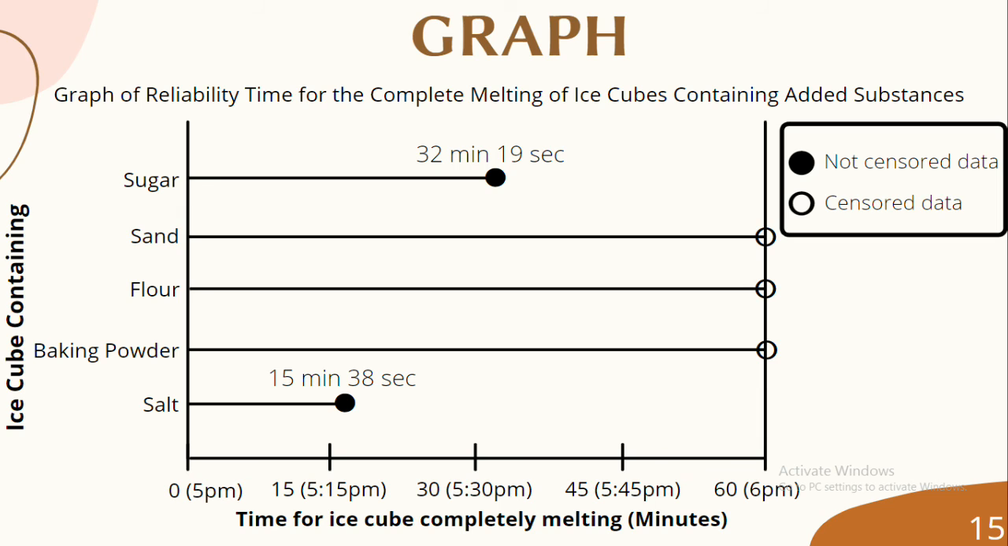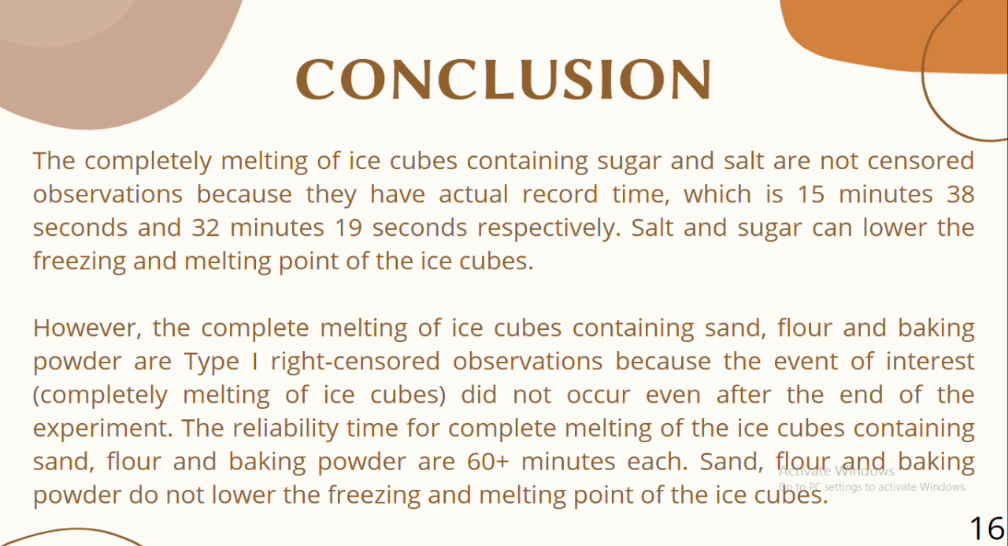However, there are 3 type 1 right censored data, which are the ice cubes containing sand, flour, and baking powder, because after the end of the experiment, the ice cube is not completely melted. In conclusion, the complete melting of ice cubes containing sugar and salt are not censored observations because they have actual record times, which are 15 minutes 38 seconds and 32 minutes 19 seconds respectively. We can conclude that salt and sugar can lower the freezing and melting point of the ice cubes.